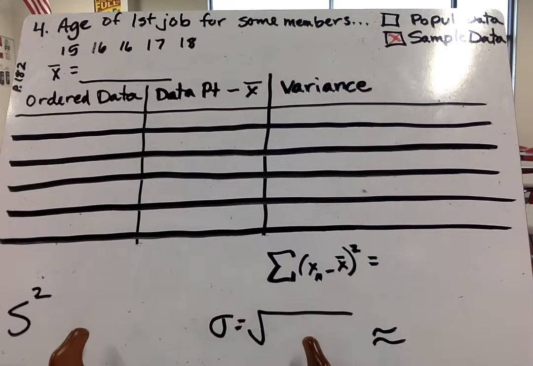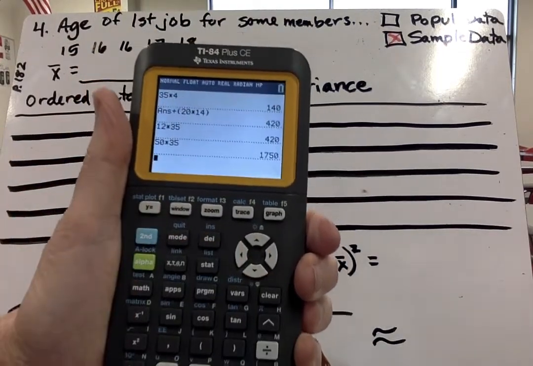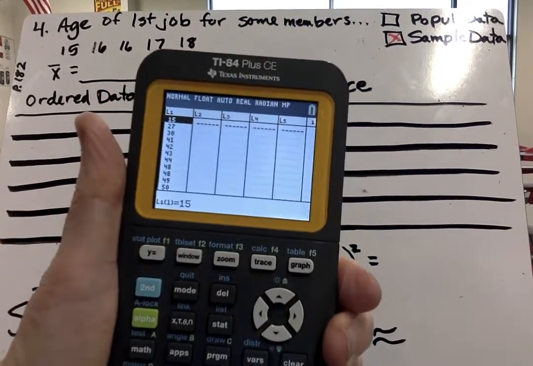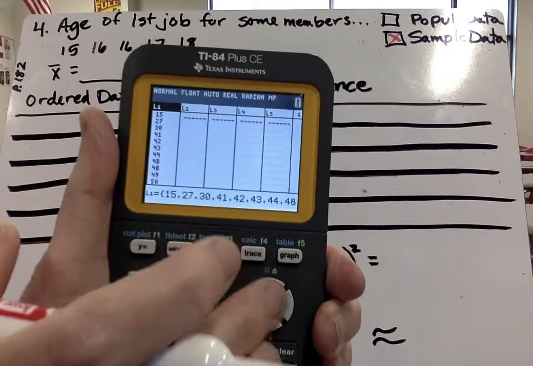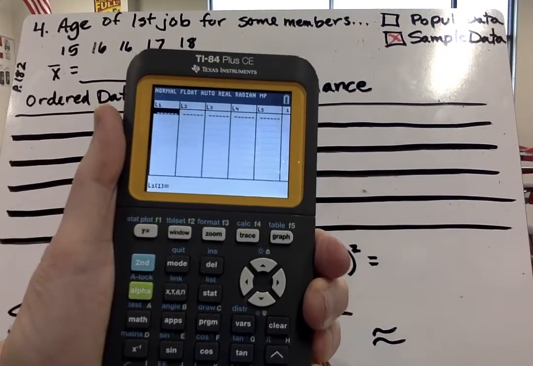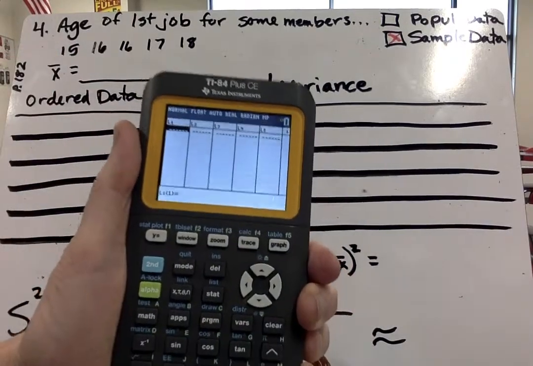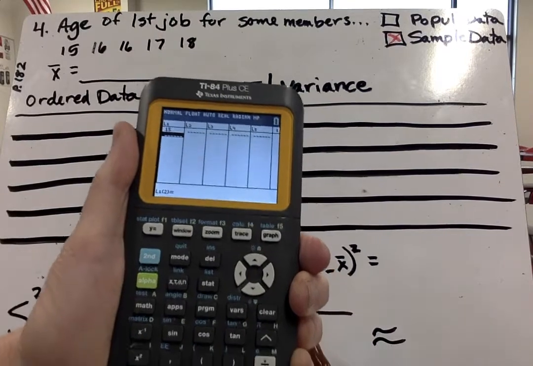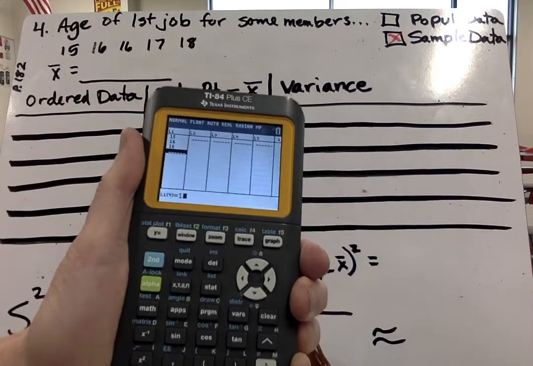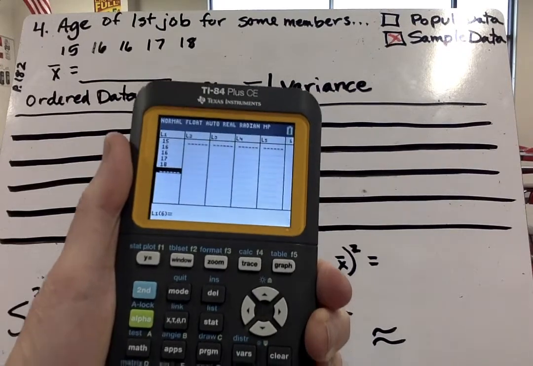Okay, I'm going to first put my data in my graphing calculator. So I'm going to push clear, go to stat, and edit. If I see a bunch of numbers in there, I want to clear them out. I go up to L1 and push clear and enter, and that clears out everything from L1. Next, I want to put the ages in here: 15, 16, 16, 17, and 18. And there are my 5 data points.